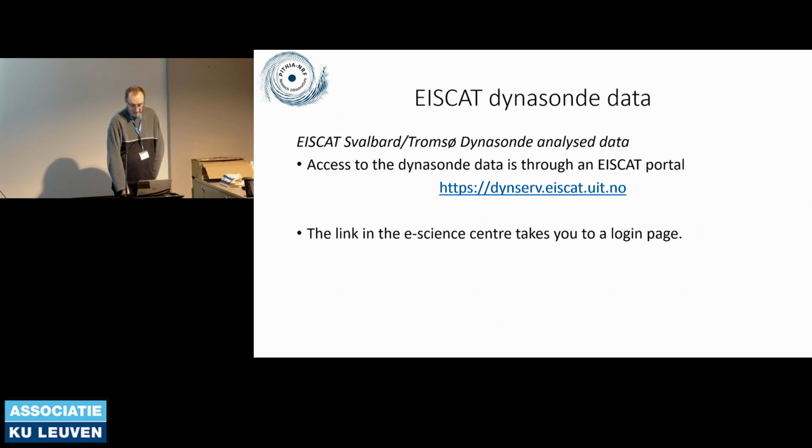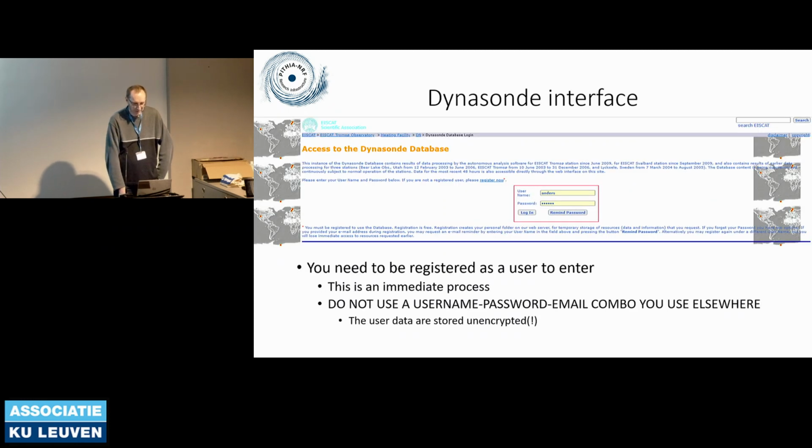And then we go back to the Dynasonde data. What happens if you click on that button? Well, you get access to the Dynasonde data through the local EISCAT portal we have. The link in the eScience Center takes you to a login page, which I've heard people trying this, they get scared because the only thing they get is a login and nothing else, almost no information. So you need to be registered as a user to enter here.